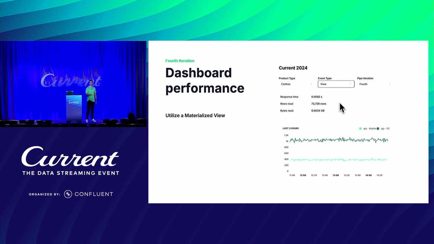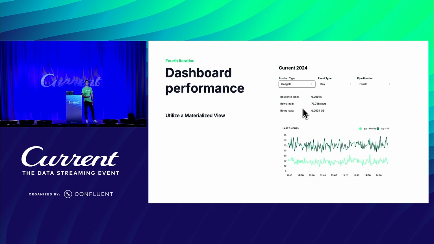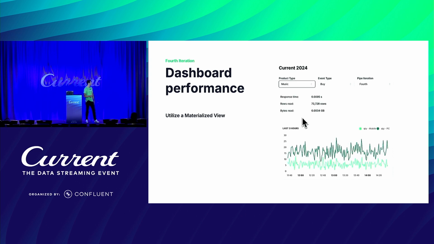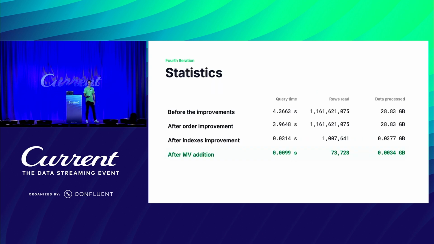And after applying this change, here's the final dashboard. Queries are running in around 9 to 10 milliseconds, and this dashboard is about as real time as you can get. And here are the final stats. So we brought the query time down from over 4 seconds to about 9, 10 milliseconds. The rows read from 1.1 billion to about 73,000. And the processed data from almost 30 gigs to about 3 megabytes. So really massive improvements. And all of these are incredibly simple changes.